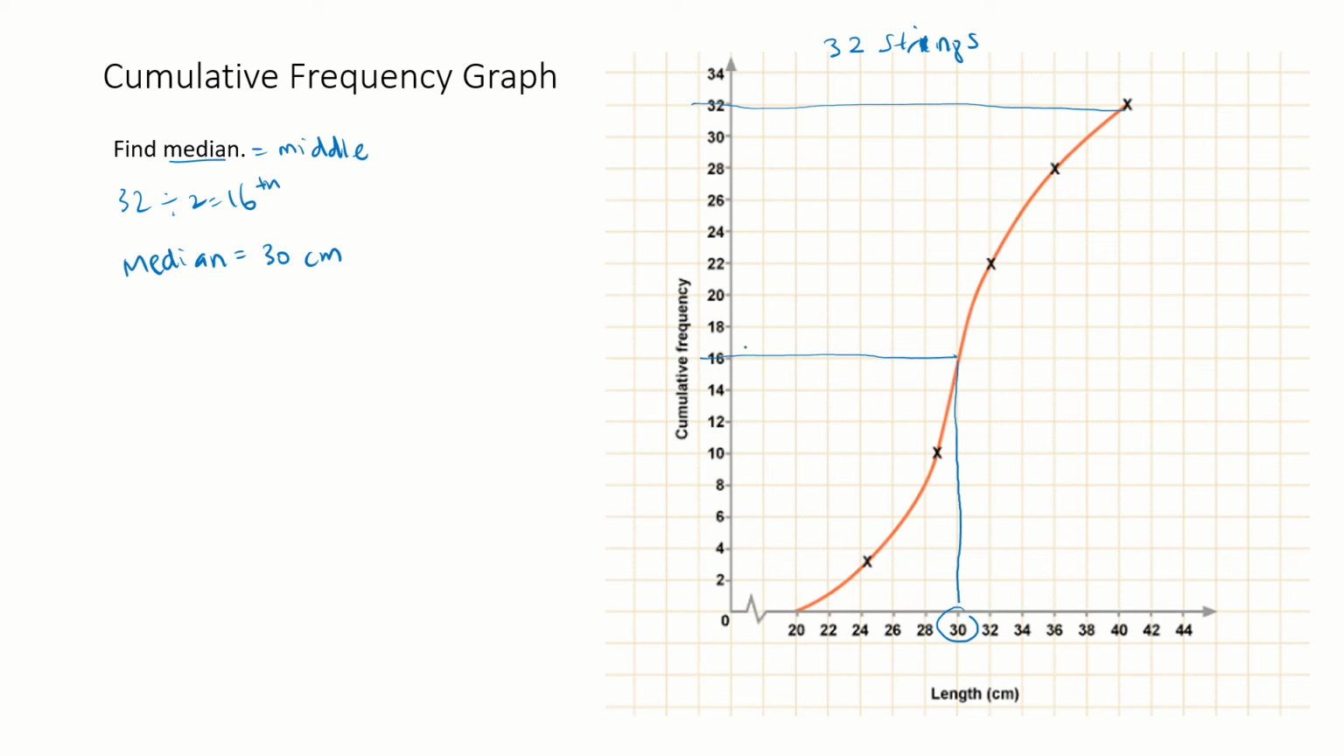So you always go this way and then downwards. That's how we find the median. So take the total, divide by 2, and then you use the graph to find the median.